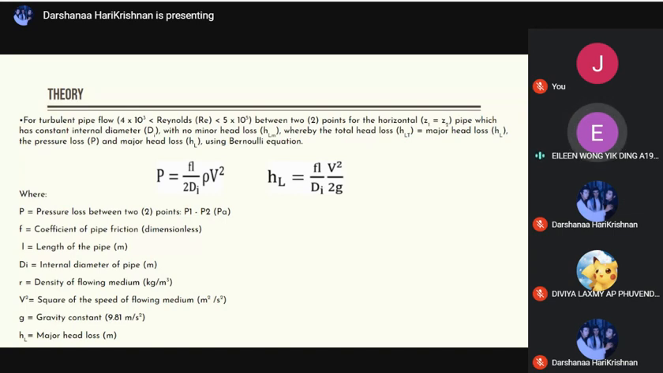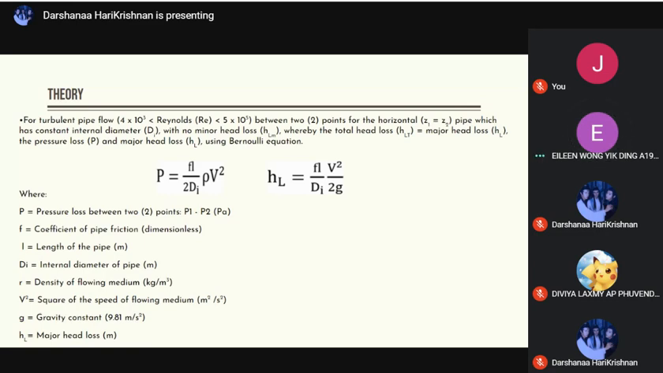So for the pressure difference, the equation is equal to the coefficient of pipe friction times the length times the density times the velocity squared, then divided by 2 times the internal diameter of the pipe. So for the measured head loss, the equation is equal to the coefficient of pipe friction times the length times the velocity squared divided by the internal diameter times 2 times the gravity constant.